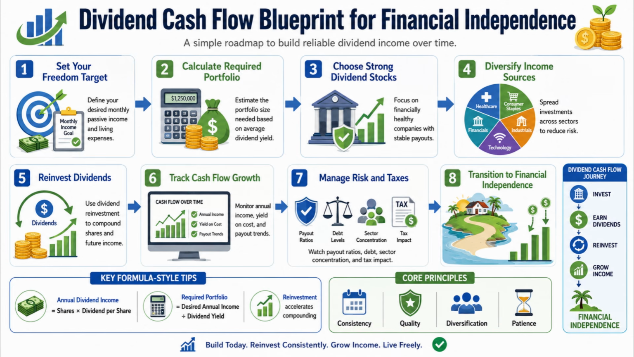As the portfolio grows, the investor may gradually move from full dividend reinvestment toward using part of the income for living expenses. This transition should normally happen only when dividend cash flow is stable, diversified, and sufficient to cover the required expenses with a reasonable safety margin. Maintaining an emergency fund can also reduce the need to sell investments during market downturns.